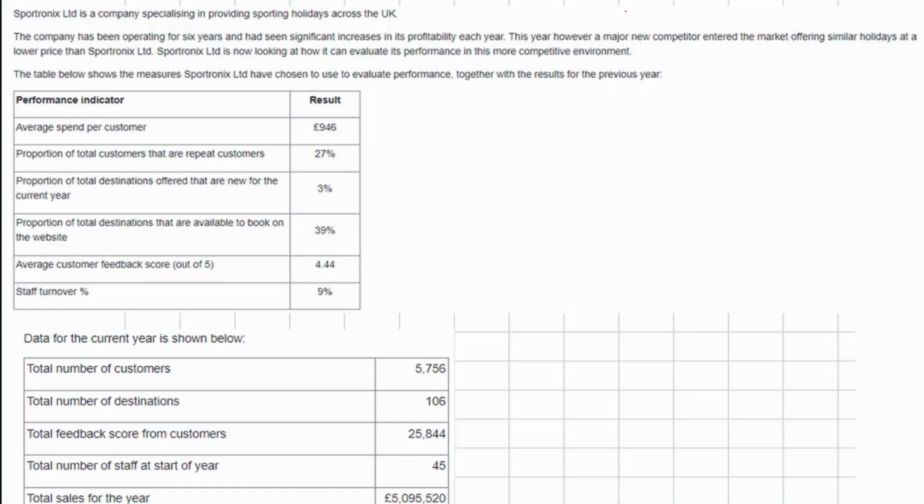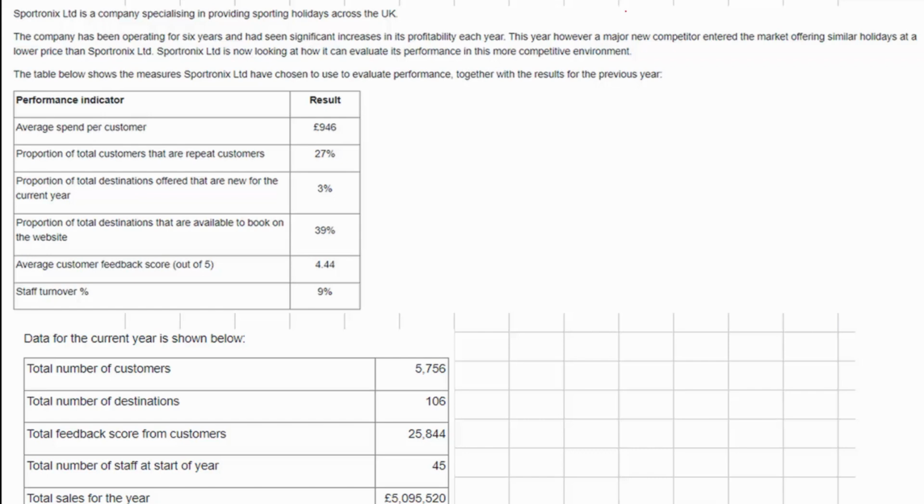This is a debrief of Task 7 from the second sample assessment for Applied Management Accounting. So we're told that Sportronics Limited is a company specialising in providing sporting holidays across the UK. The company has been operating for 6 years and has seen significant increases in its profitability each year. This year, however, a major new competitor entered the market offering similar holidays at a lower price than Sportronics. So Sportronics is now looking at how it can evaluate its performance in this more competitive environment.